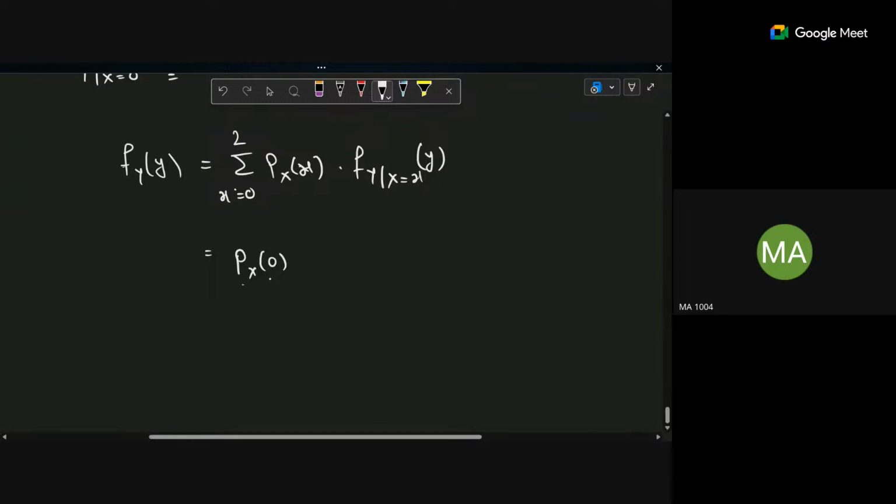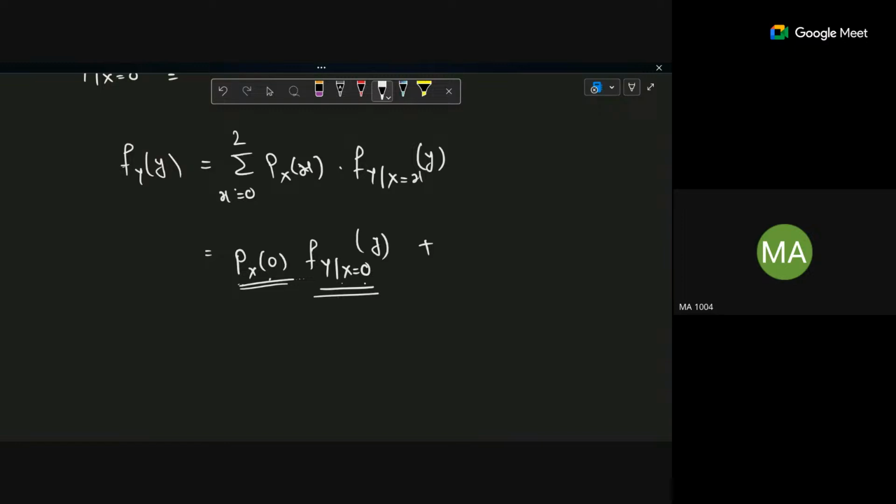Once I write px of 0, where x is following binomial distribution with probability 1/2, will you be able to do this? Find out this px of 0? Fy given x is equal to 0 at a point y. Yeah. This one, will you be able to find out what this will take? Because we know that y given x is equal to 0 is following what? Normal distribution, right? With mean 0, variance 1, we have a formula for that. Is it fine for you? Yes, ma'am.